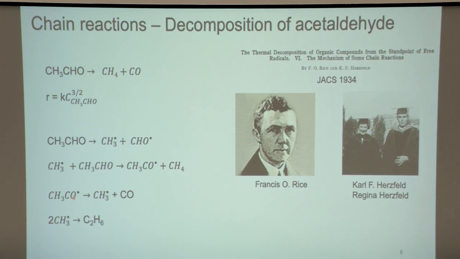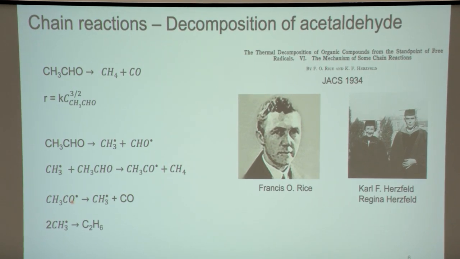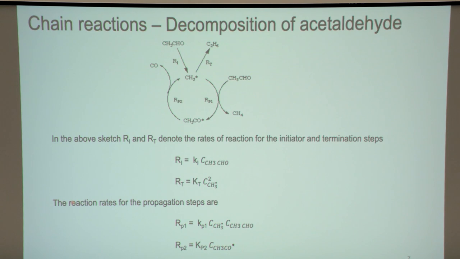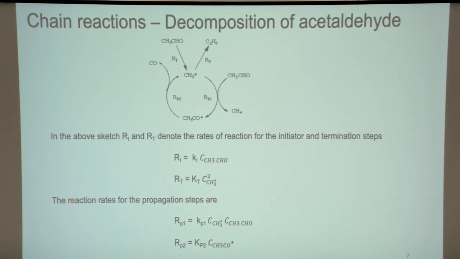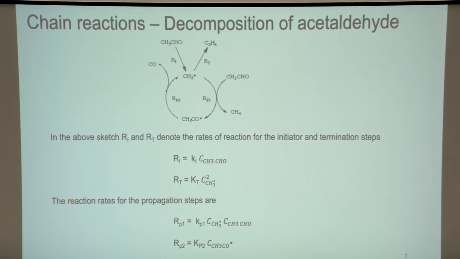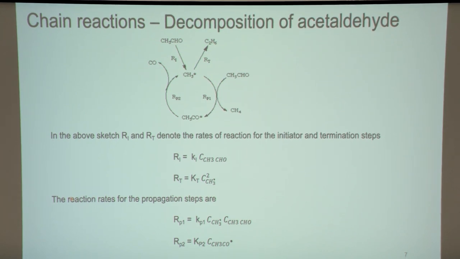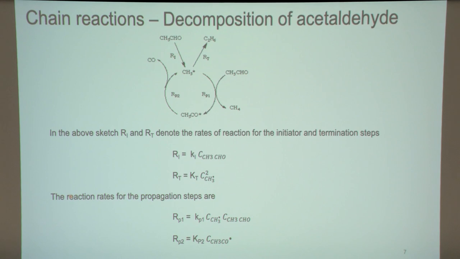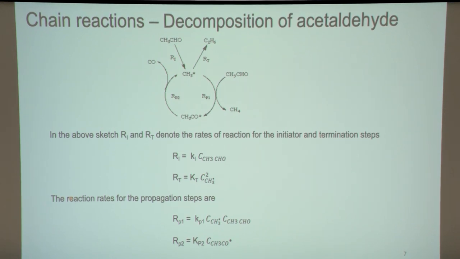And then they write it in this way, and they said this scheme actually has some similarities to other types of reactions that chemists have been observing in Germany. They call it a free radical-driven reaction. So this is the first presentation of a chain reaction scheme for a hydrocarbon in a thermal system, okay? And this is just a different representation.